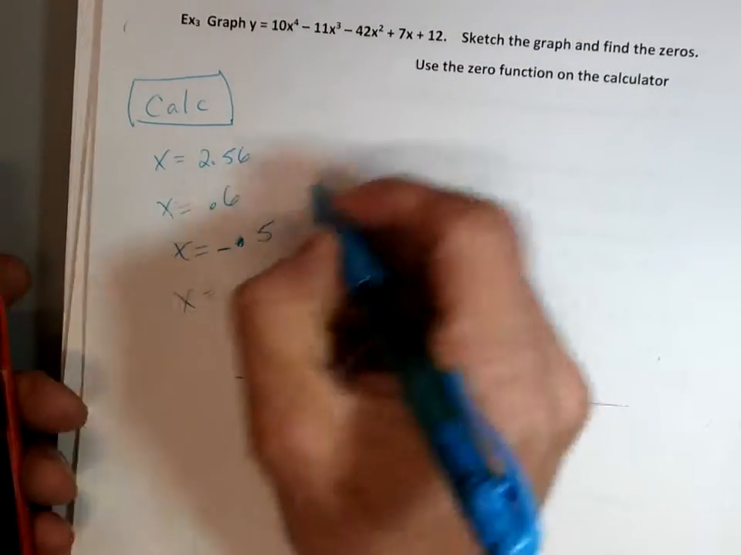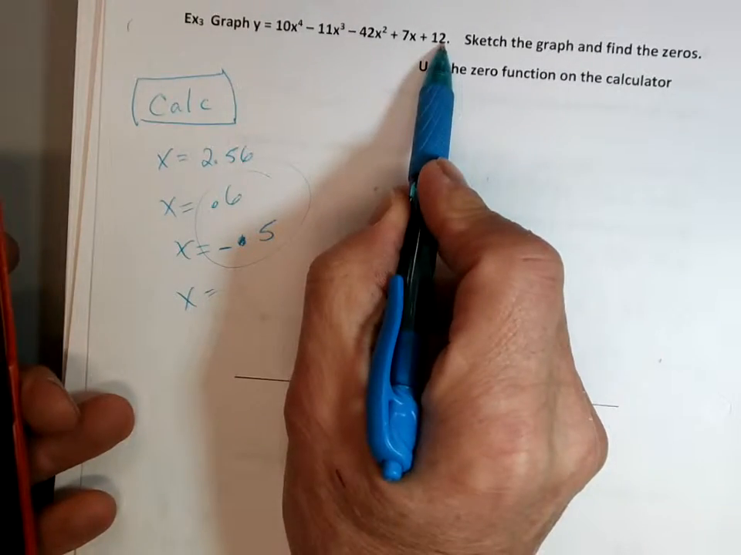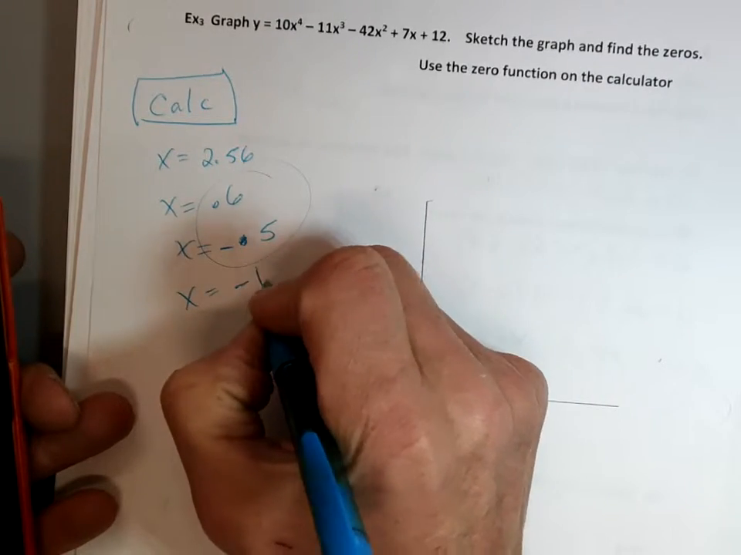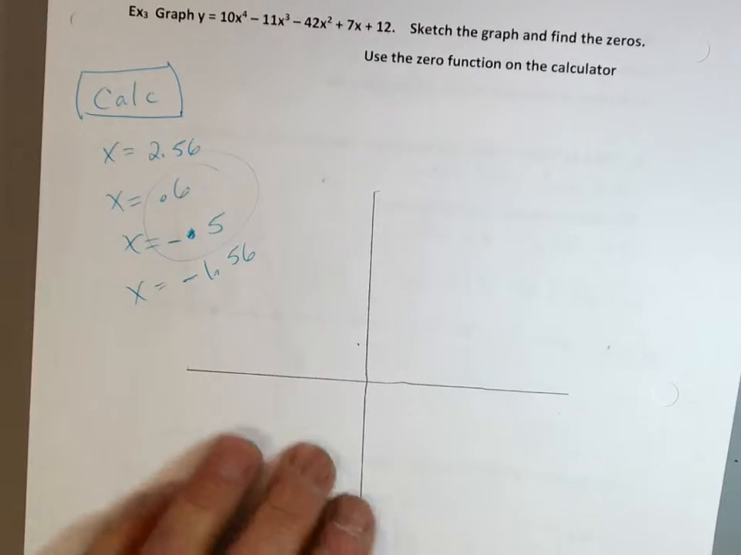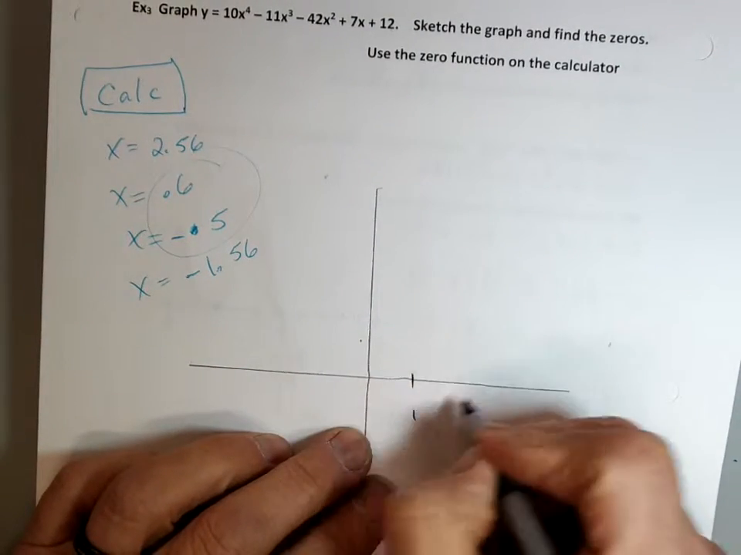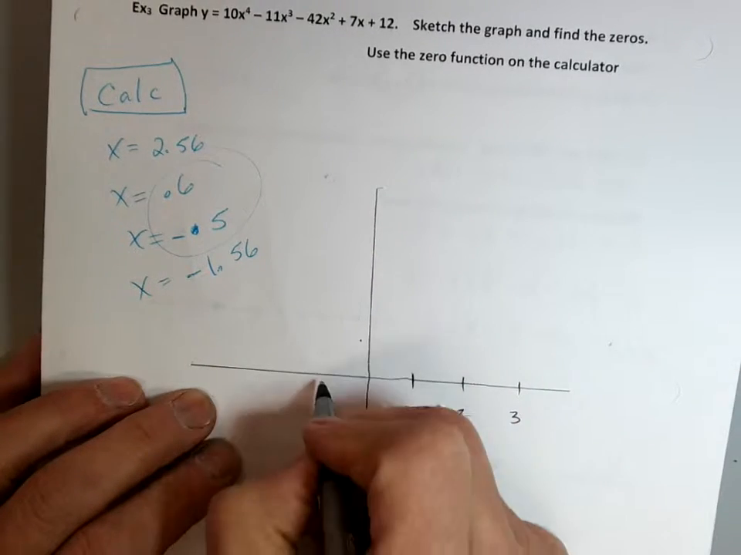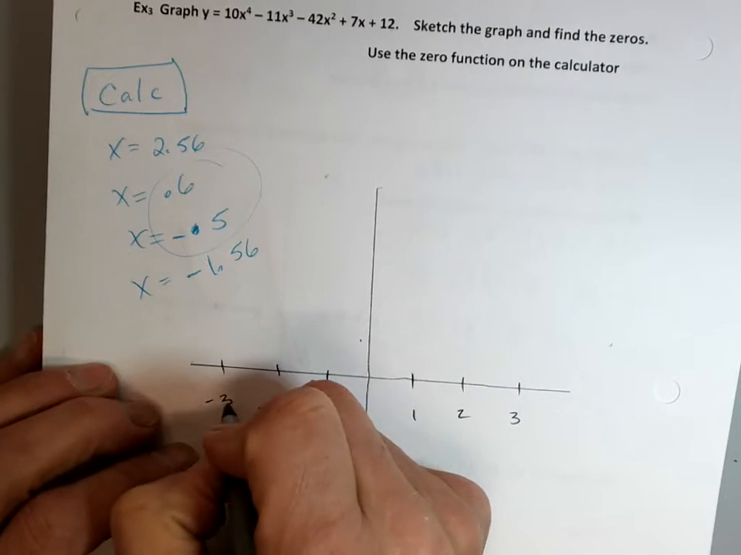So this one would have factored. I can tell by these answers, but oh my goodness. Do you really want to factor that? No. Yes. No. So I'm going to get a negative 1.56. So these are my zeros, okay? So let's go ahead and put those in. So I'm going to go on my x-axis, I'm going to go 1, 2, 3. I'm going to go a negative 1, negative 2, negative 3.